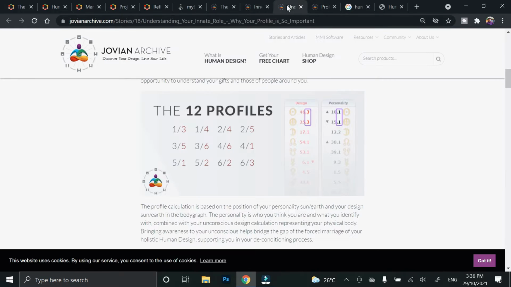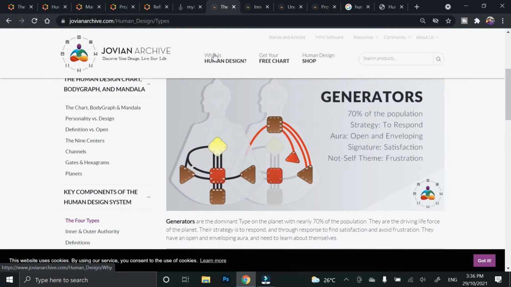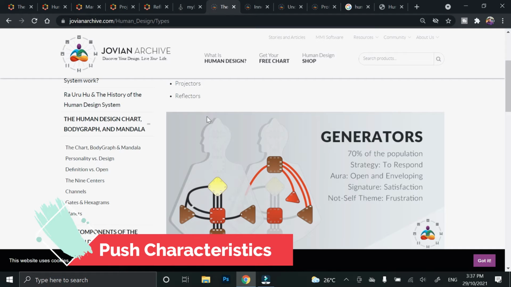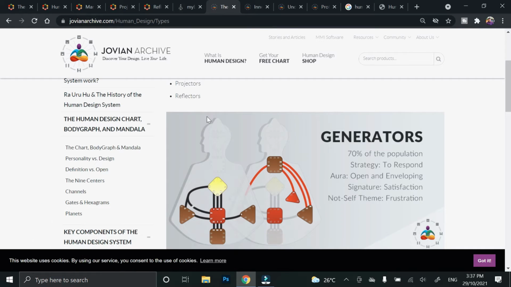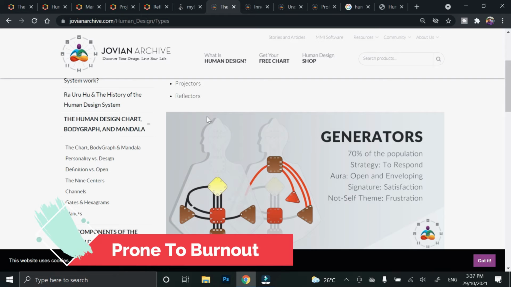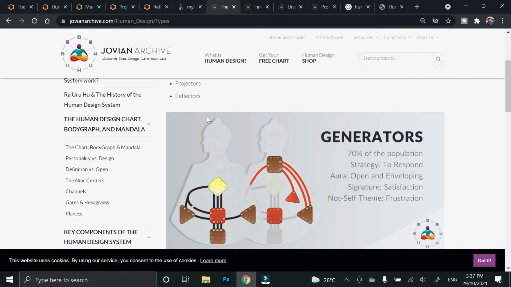So we need to understand that different people have different energy types to help them operate in this world. Some have more powerful push characteristics, while others have more magnetic qualities. Some have sustainable energy while others are much more prone to burnout. But when you understand your specific aura and how it works, you can learn how to leverage these qualities and information to move through life with so much more ease and flow.